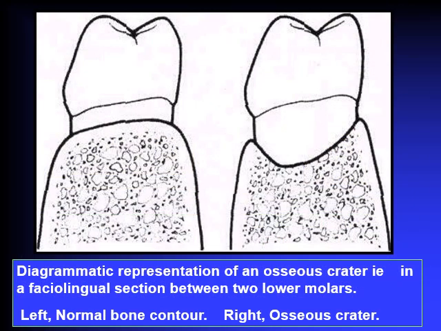This also shows you the normal bone contour interproximally on the left side, and the right side shows the osseous crater interproximally.